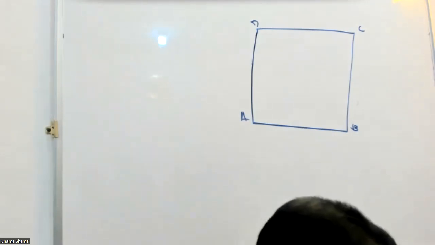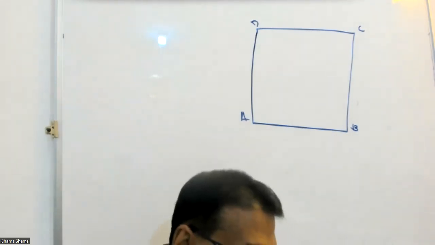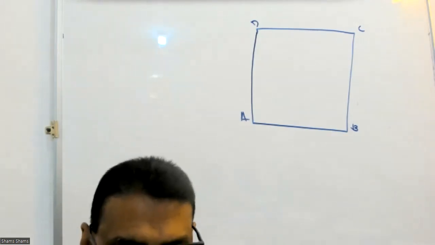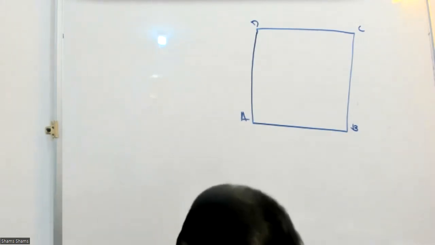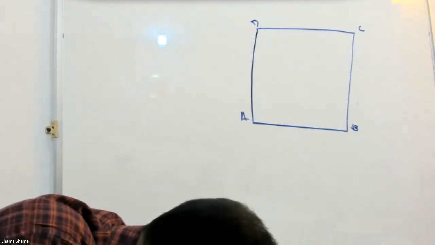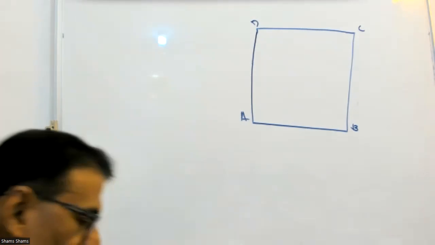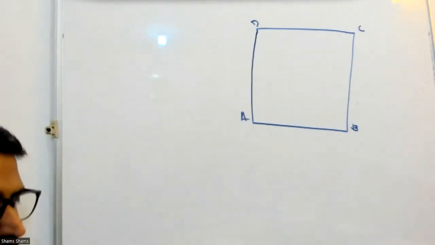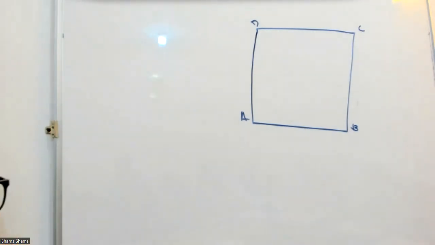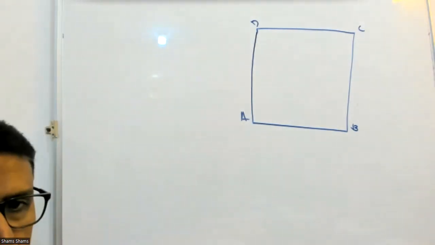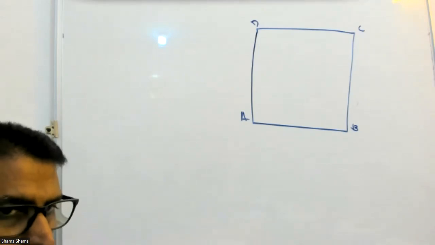Given, ABCD is a square. To prove, one, AC equal to BD. Diagonals equal.